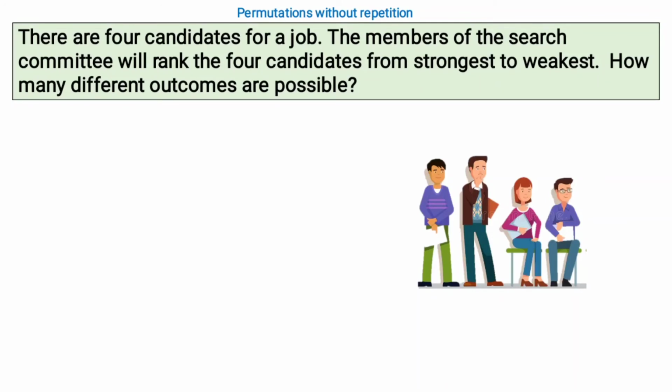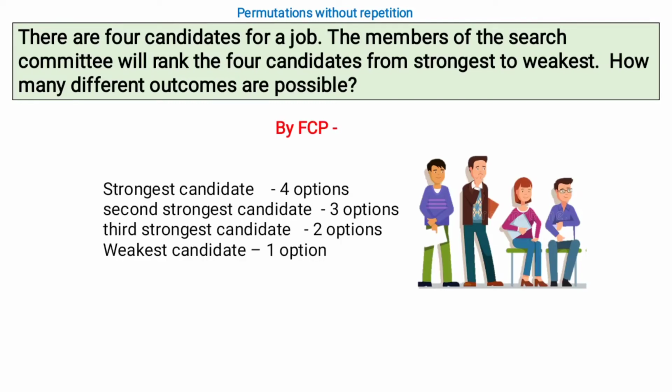There are 4 candidates for a job. The members of the search committee will rank the 4 candidates from the strongest to weakest. How many different outcomes are possible? Let us try to solve this one by FPC or fundamental principle of counting.